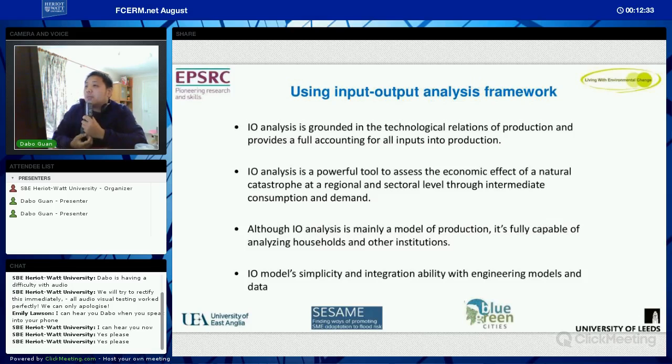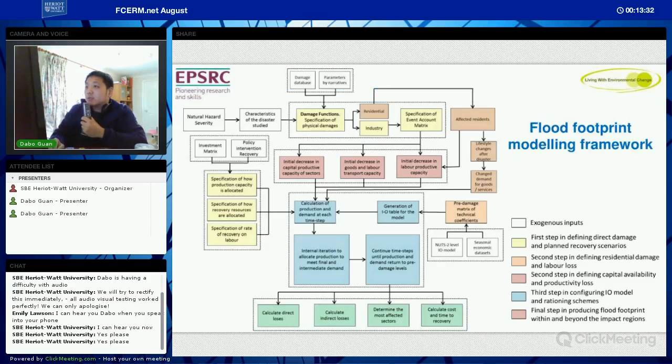A little bit more about why we are using input-output analysis. Basically, IO analysis is grounded in the technology relation between production and consumption. It provides a full accounting of all the inputs and outputs we require. It is a powerful tool, and also a key part of the CGE models many people may be familiar with. The central part of a CGE model is also the input-output tables. The IO table is relatively simple compared to CGE models, and because of that simplicity, it is well integrated with other engineering models, flood models, or the data we require. Comparatively speaking, CGE models have a lot of things you have to consider, and are not as flexible to integrate with engineering models.